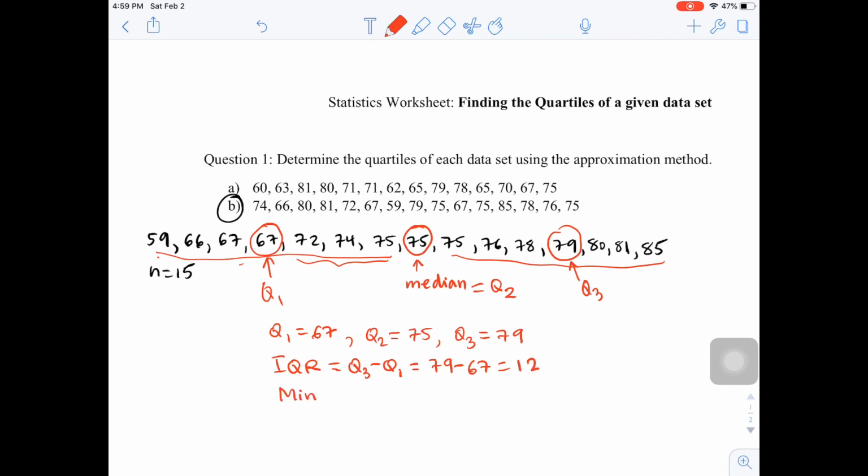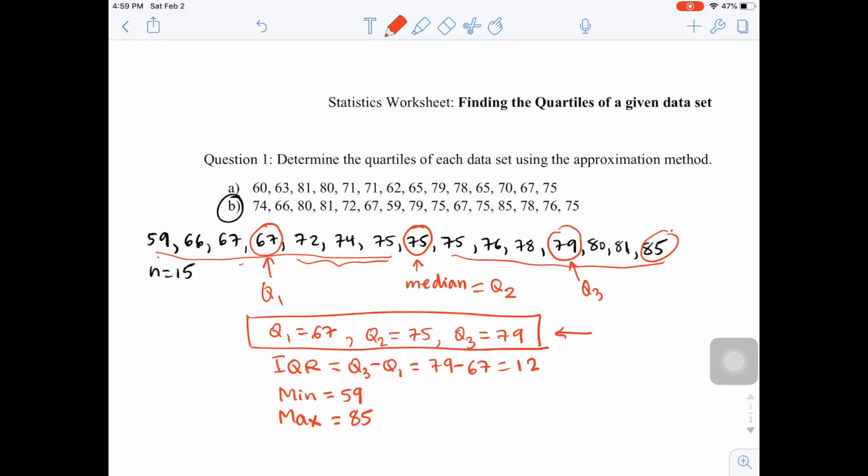What is the minimum of our data set? It's the lowest number in the data set, 59. What is the maximum? The maximum is the highest value in our data set. That's right here. So, in summary, these numbers in the box are the quartiles of our given data set. And then its minimum is 59 and its max is 85.